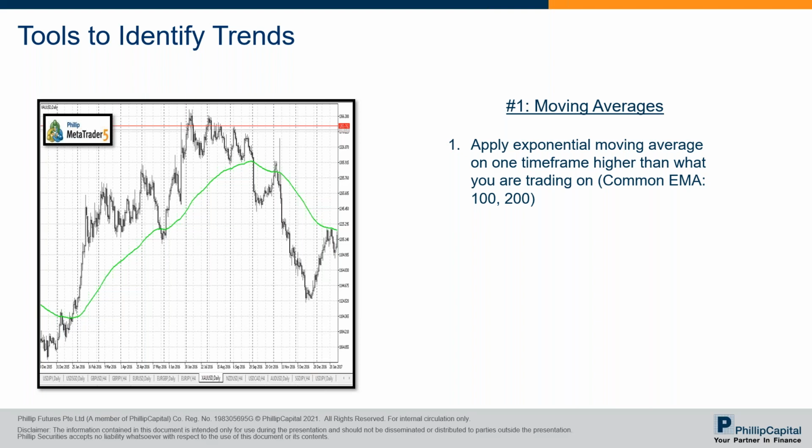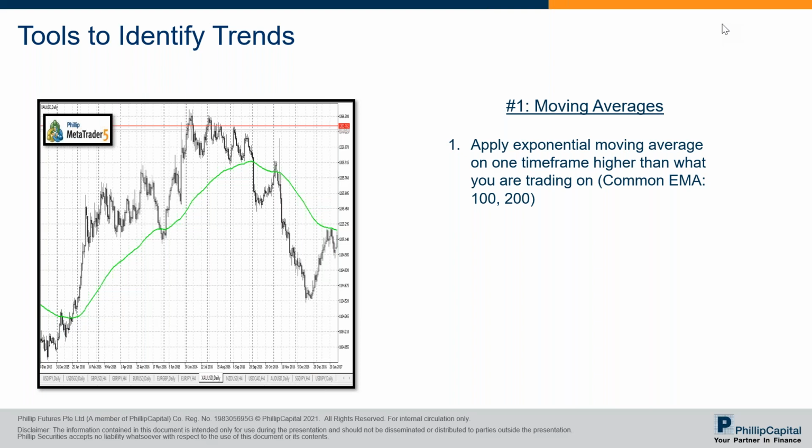The first tool that I would like to share with you is the use of a moving average or multiple moving averages. When applying an exponential moving average, you can tell that if prices are above the moving average, then it is an uptrend. If prices are below the moving average, then it is a downtrend.